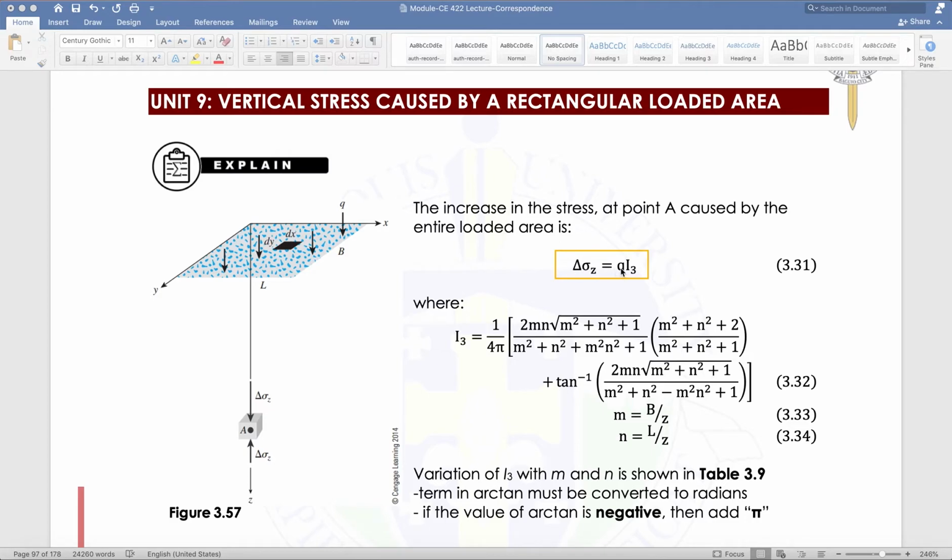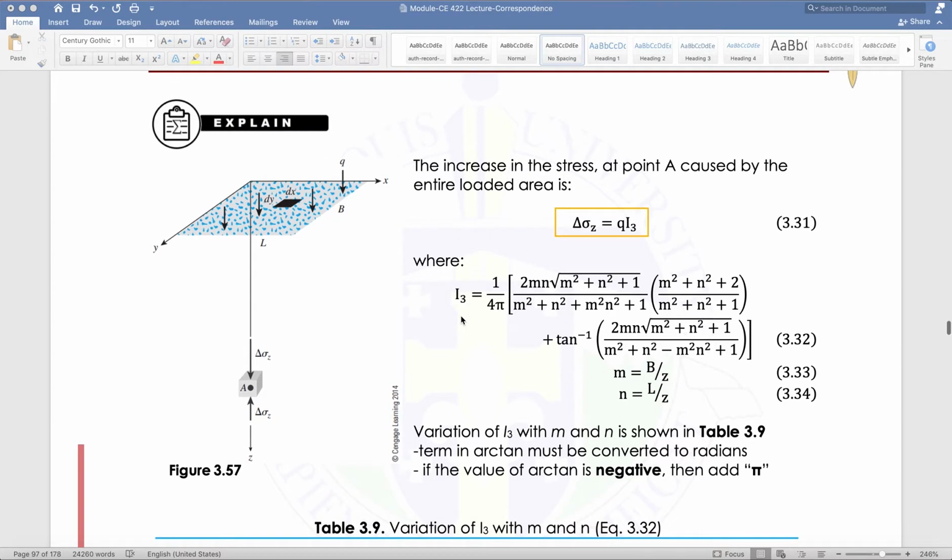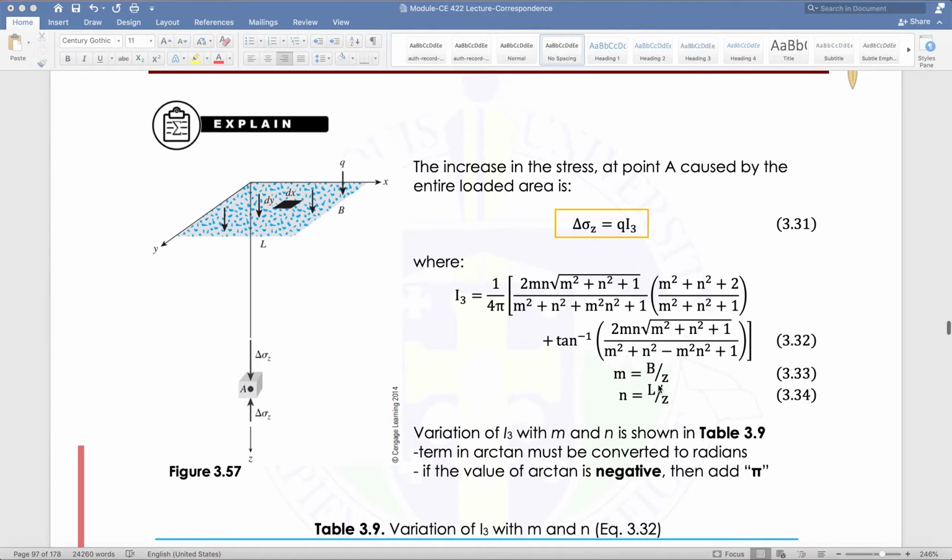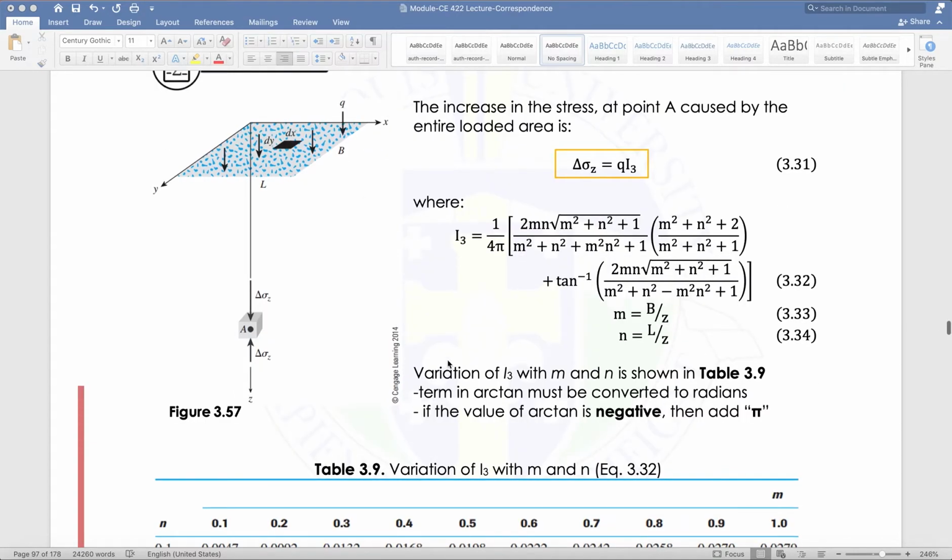z is equivalent to Q times I3, where I3 is equivalent to this equation here, where m is equivalent to B over Z and n is equivalent to L over Z. B and L can be interchangeable in this equation. So, pwede silang pagpalitin. Okay? So, the variation of I3 with m and n is shown in table 3.9.